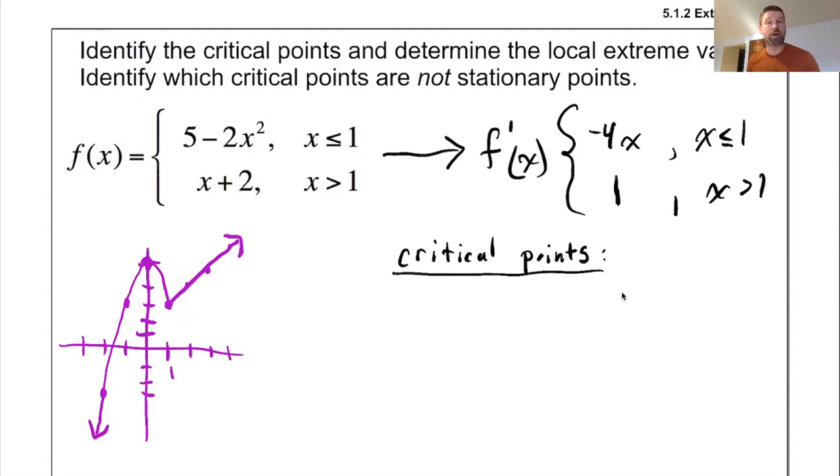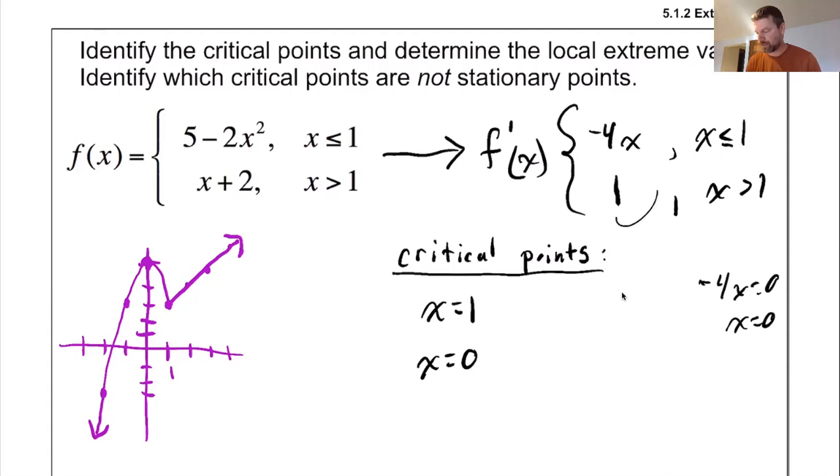All right, so I wanted to identify the critical points. So far, I know for sure I've got a critical point at x equals 1 because there's a corner right there. Then the other critical points that could happen is whenever the derivative is equal to 0 or when it's undefined. Well, if I look up there at that -4x, that can be equal to 0 whenever x is 0, right? I could set -4x equal to 0. That only happens when x is equal to 0. Divide both sides by -4, right?